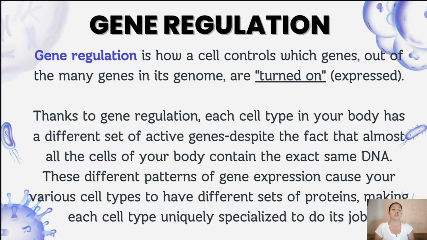These different patterns of gene expression cause your various cell types to have different sets of proteins, making each cell type uniquely specialized to do its job. Not all genes are needed all the time or in every cell. Regulation allows cells to be efficient, not wasting energy or making unnecessary proteins, and allows for cell specialization. Every cell in your body has the same DNA, but regulation makes a heart cell different from a brain cell by only turning on the relevant genes.